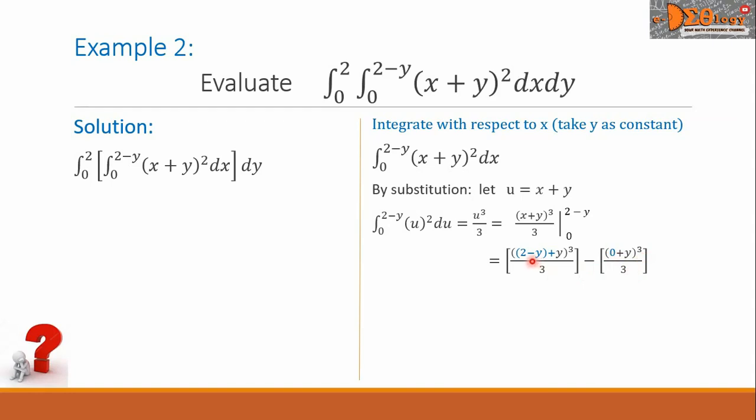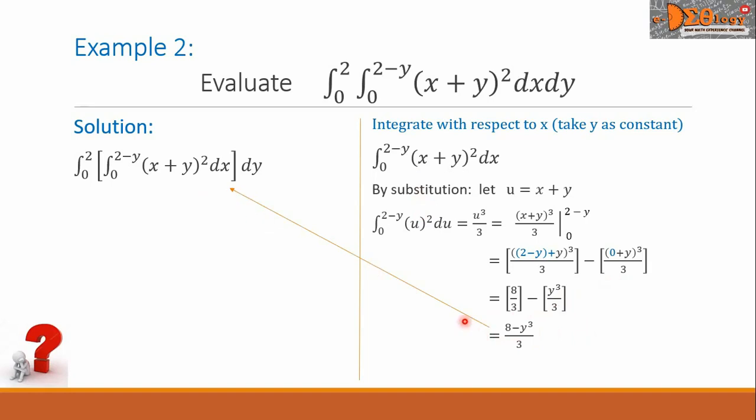In the first group, we have negative y and y. That becomes 0. Only the number 2 remains in the numerator. And this is raised to 3. So that would be 8 over 3. Then minus, in the second group, this will simplify into y cubed over 3. In here, we can see that we have like fractions, so we can combine the numerators. Simplifying this, we can write 8 minus y cubed all over 3. This is the answer for the inner integral.